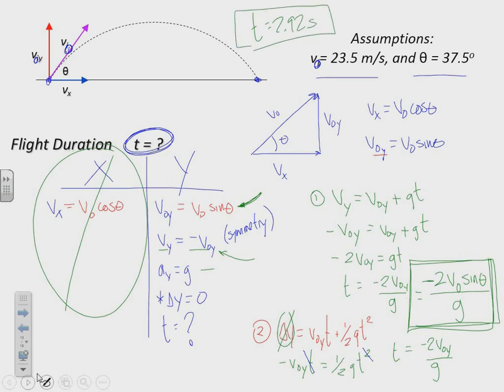Now, you didn't hear me say anything about negative here. Why is this negative here? Well, that's because this is the initial vertical velocity, right? That's upward. This is g downward. So those have to have opposite signs, and then the negative makes t come out positive.